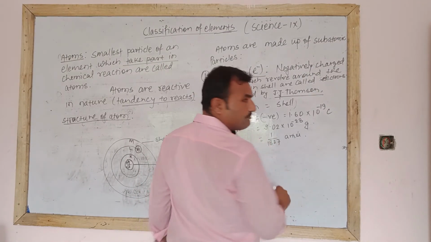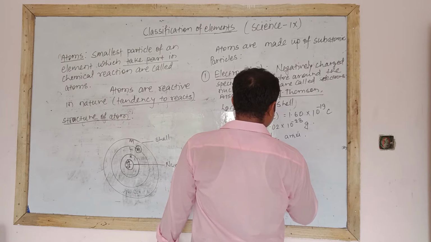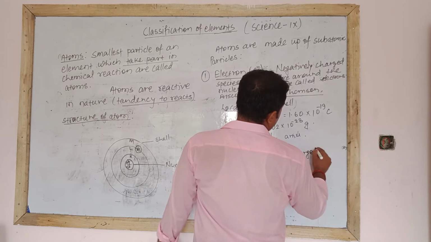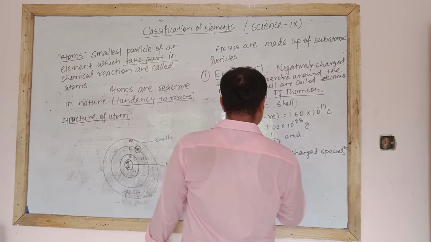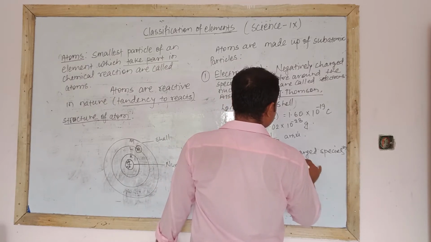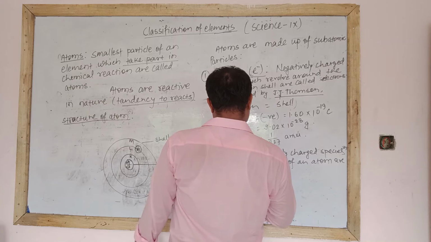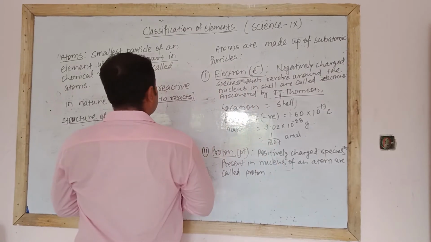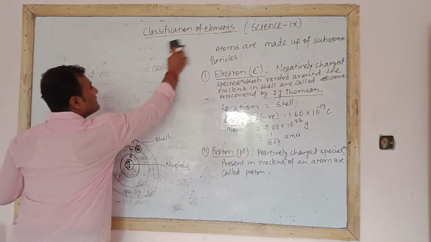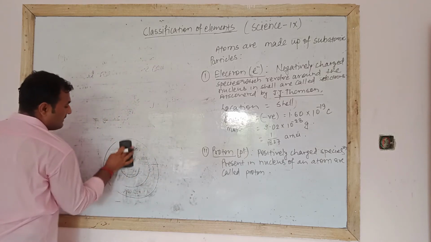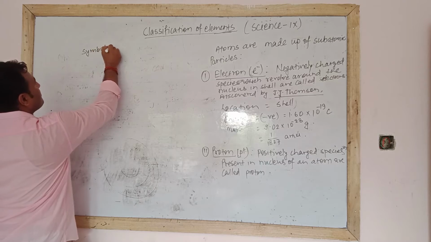Proton is represented by P plus. Here we write: positively charged species present in the nucleus of an atom are called protons. Its symbol is P plus.